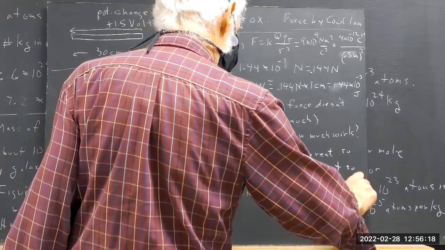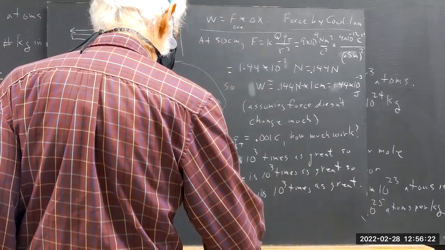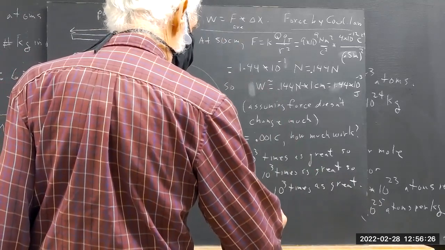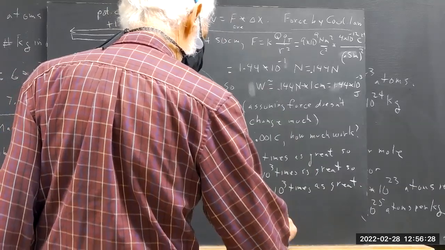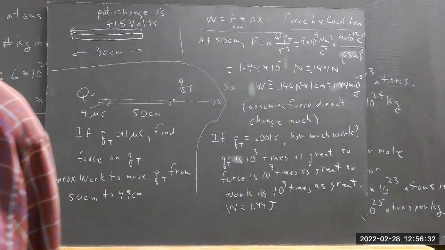The work is 10 to the third times as much. Work equals 1.44, assuming that I did those calculations correctly, okay?